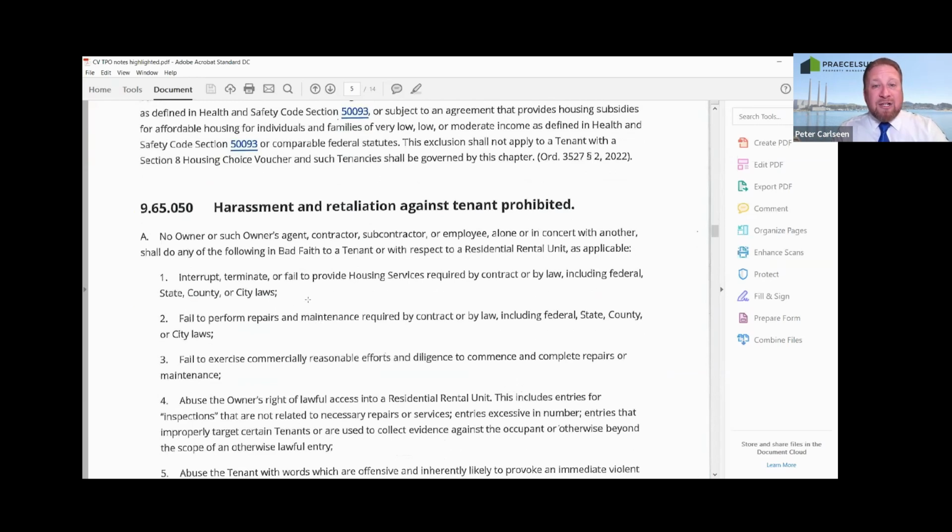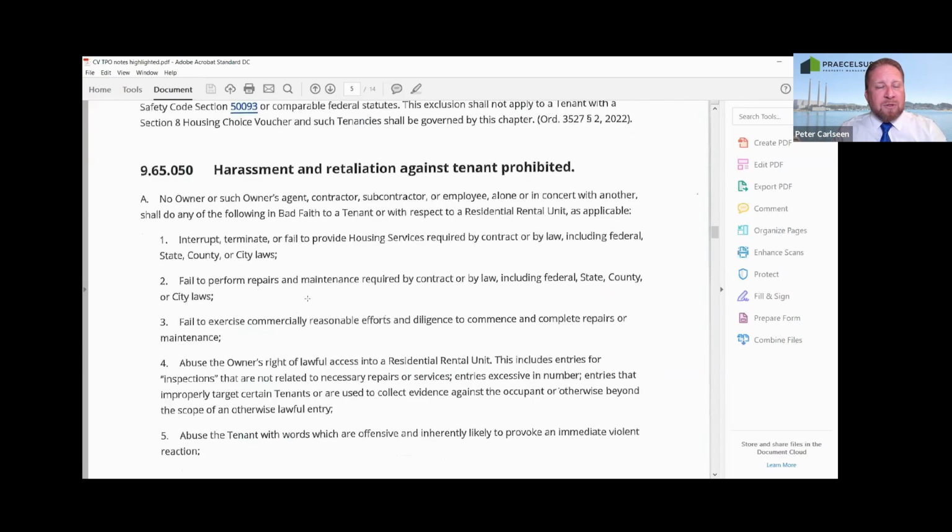Harassment and retaliation. Don't do it, please. It gets really messy. There's a lot of penalties involved, and it gets very expensive very quick. So if you have any questions as to what you can or cannot do to a tenant that's causing you problems, probably don't do it, or consult an attorney first.